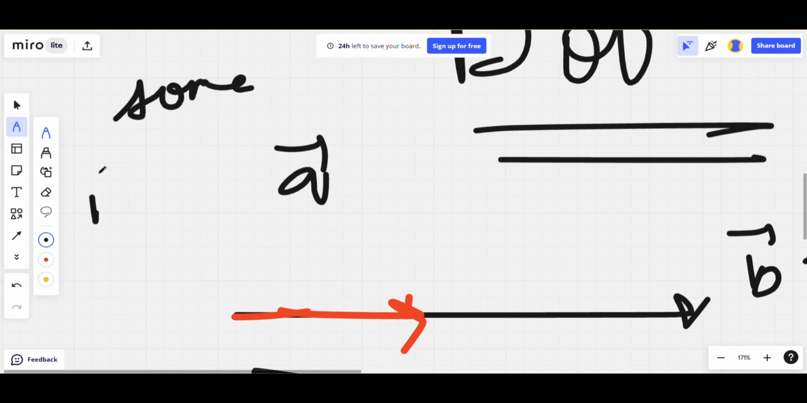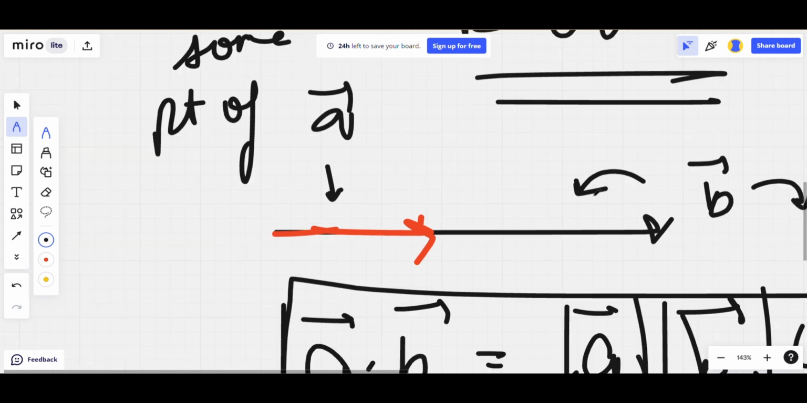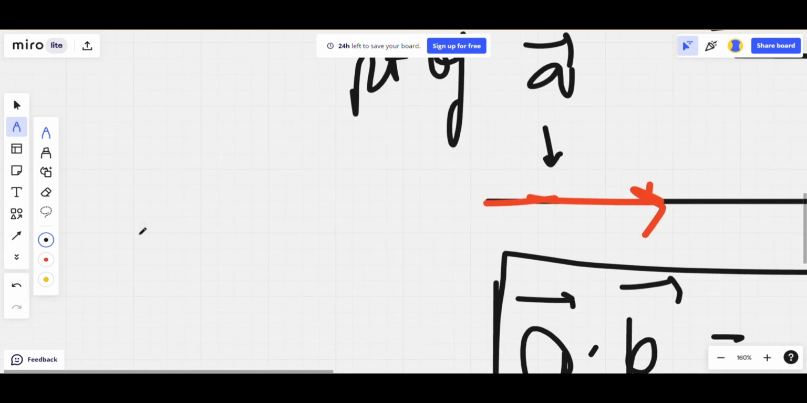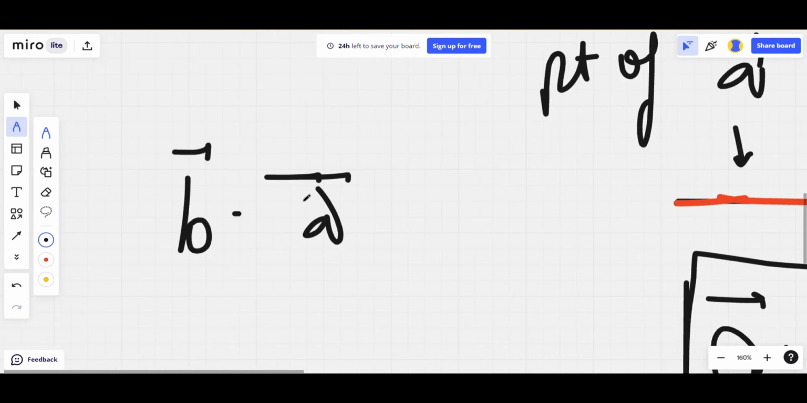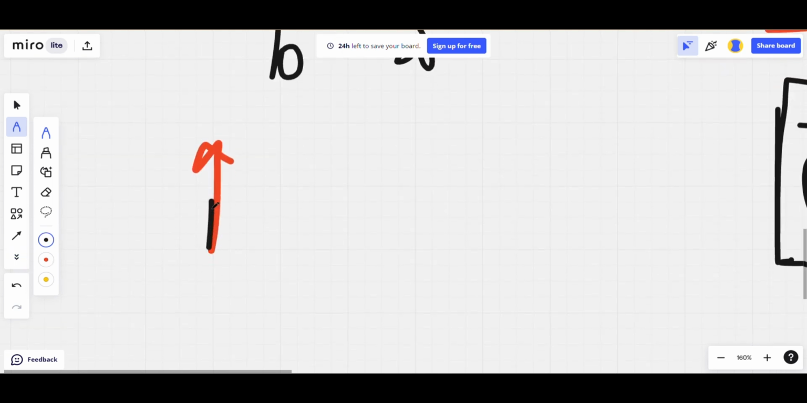Some part of a and b. This is what it means. Now what does b dot a mean? B dot a means nothing but we have the b vector, then we have some part of the a vector. No, not some part, the main a vector and then some part of the b vector.